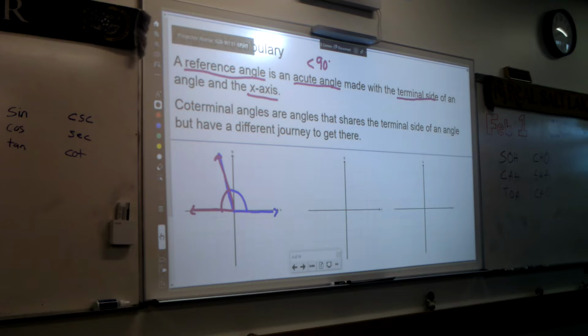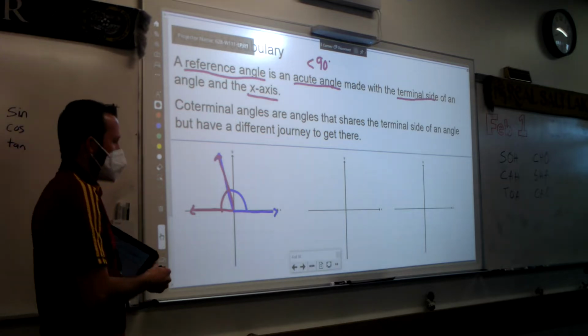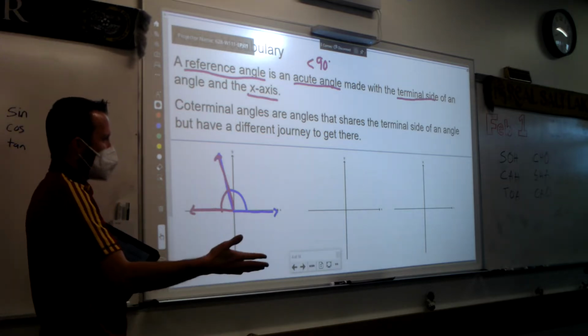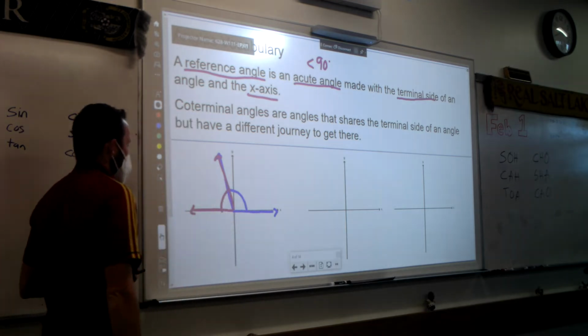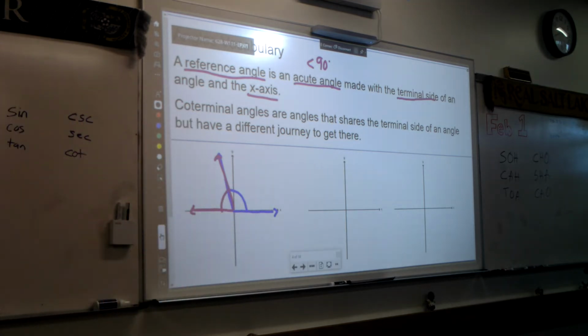Okay? And we're going to use reference angles with figuring out SOHCAHTOA because notice in the 30, 60, 90 and 45, 45, 90 triangles, those are all right triangles, but the other angles are less than 90. So I wouldn't be able to use an angle that was bigger than 90. I'd have to use its reference angle.